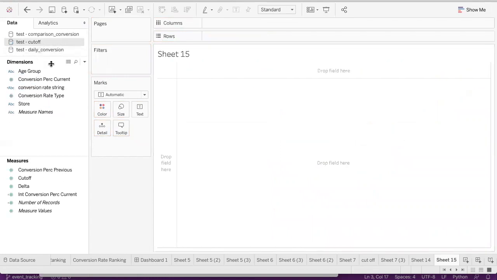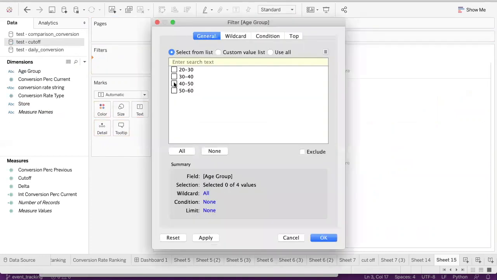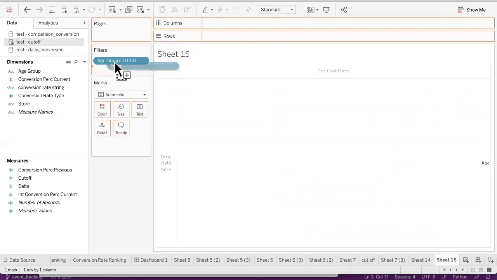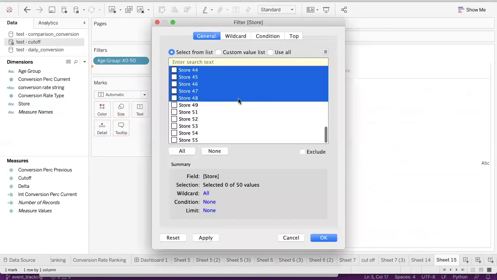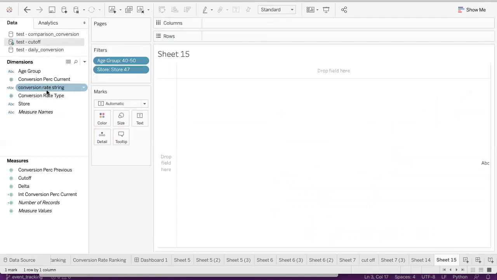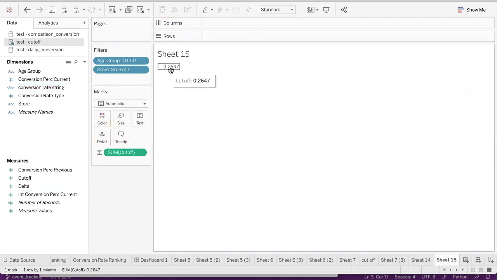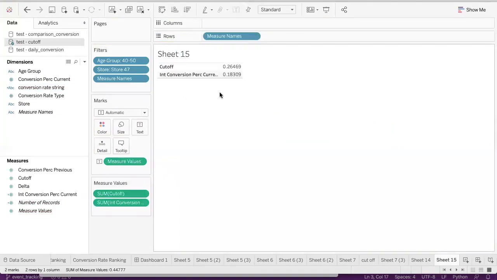What this specific data set is doing is showing the conversion rate for a specific store and age group. So again, let's look at 40 and 50, and look at store 47, let's say. It has the current conversion rate as well as what we're calling the cutoff, which is just the average conversion rate. We could probably better call this the average conversion rate and compare it to the store's current conversion rate.